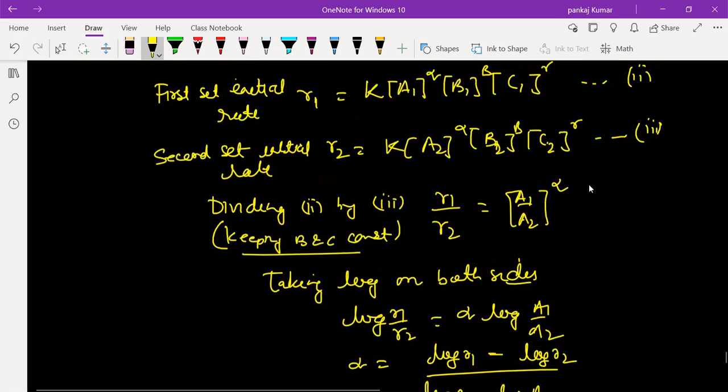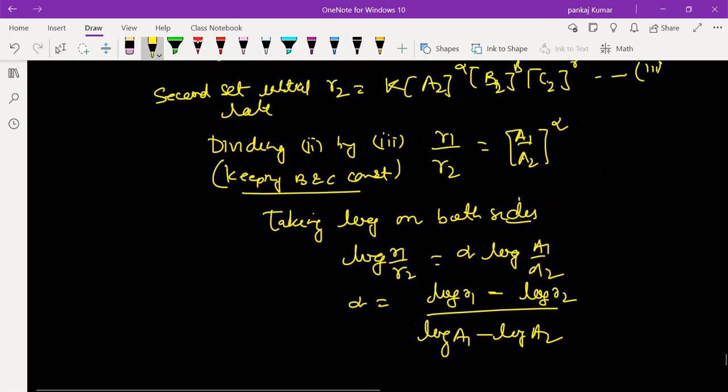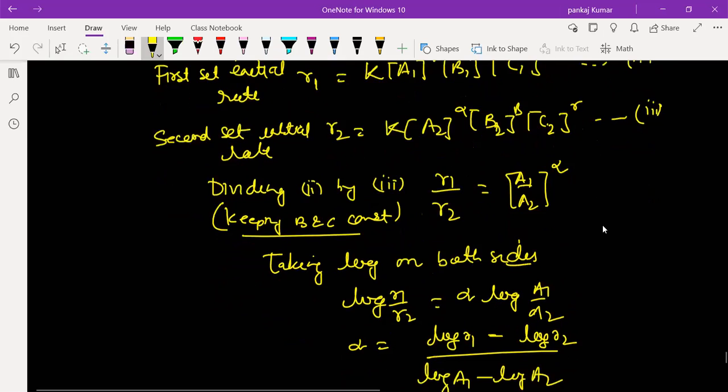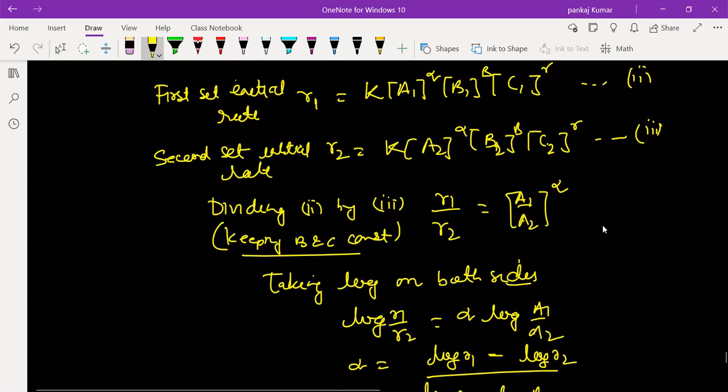Yes, clear. So we can find alpha, similarly we can find beta, and similarly we can find gamma. Then alpha plus beta plus gamma will give you the order of the reaction. Clear? Yes or no? Yes.